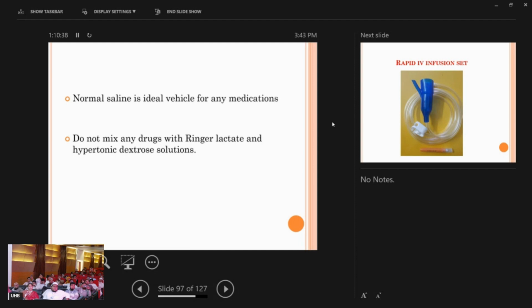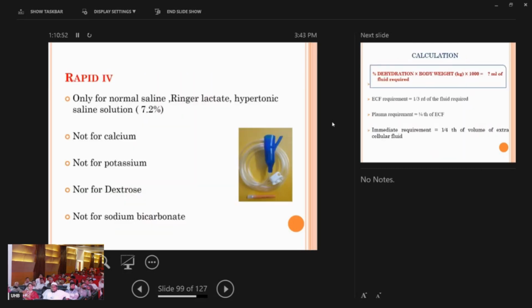Any drug you can mix only with normal saline; that is the ideal one. Always prefer normal saline, and don't mix any solutions with 20% or 50% dextrose. Now, this is a rapid IV infusion set, and you should not give calcium, potassium, or dextrose in this IV set. You can give only normal saline or lactate, and except that, you should not go for any other source. If you give calcium in the rapid IV, it causes cardiac problems. Potassium cannot be given. Dextrose will lead to hypophosphatemia. The same applies to sodium bicarbonate.